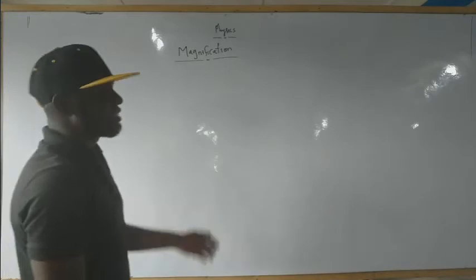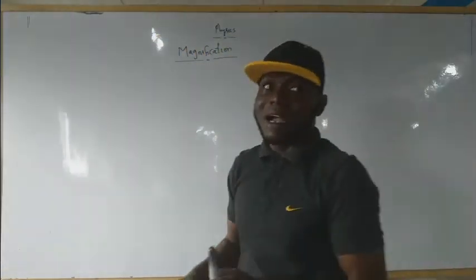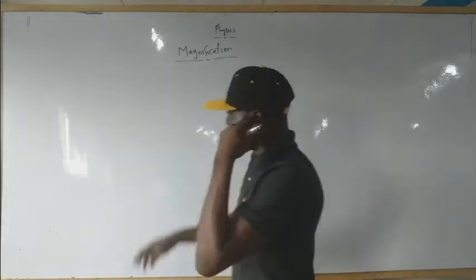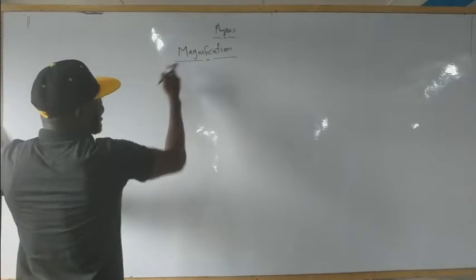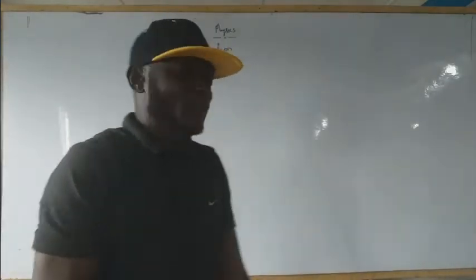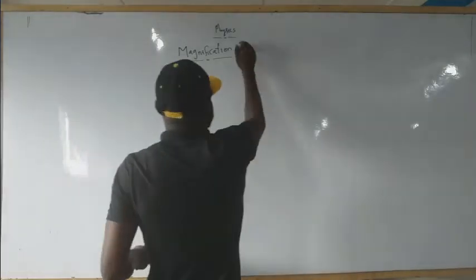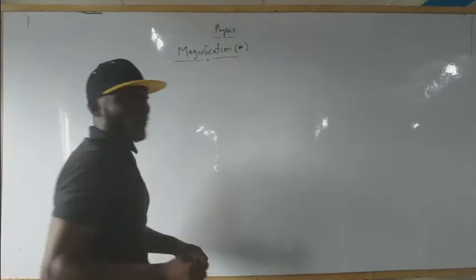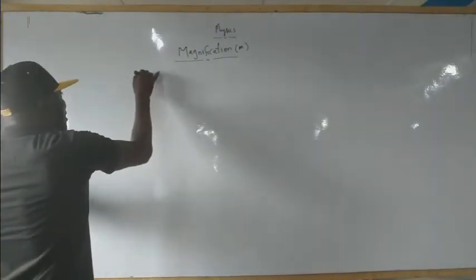We will be looking at magnification of spherical mirror. What is magnification? They call it lateral magnification or linear magnification, which has the symbol M. So by definition, we can say what?